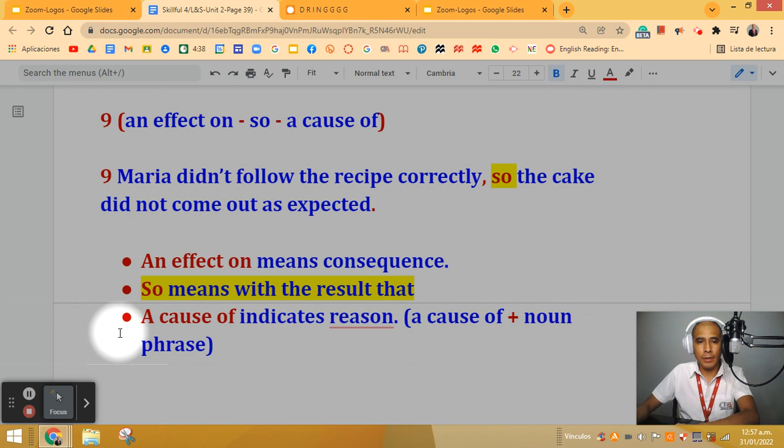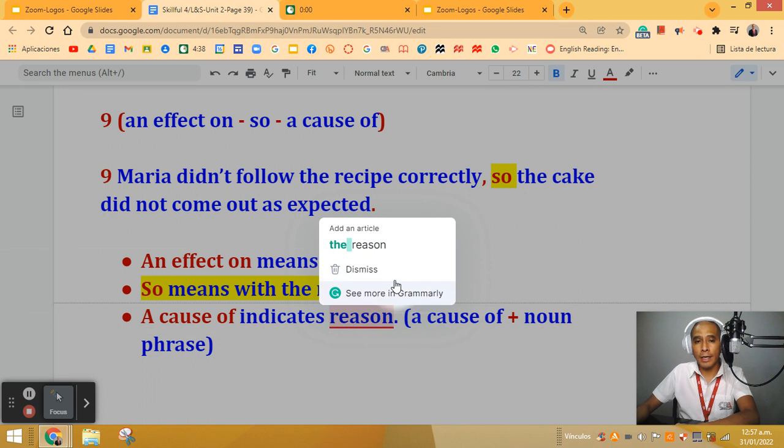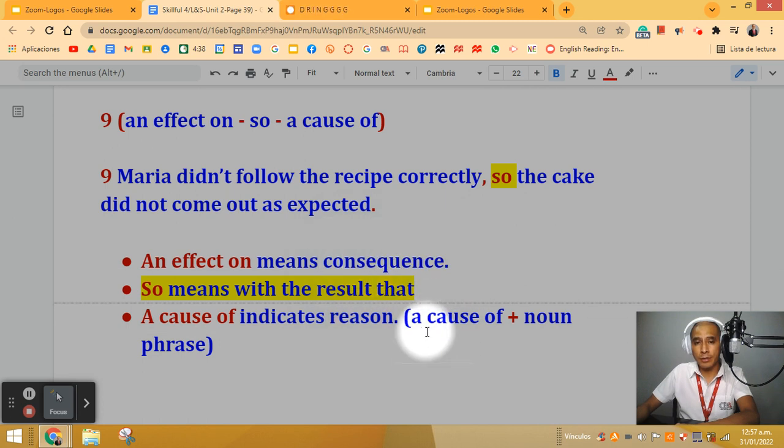And here we have the last one, which says a cause of, which indicates reason. One characteristic of this is that after a cause of, we need a noun phrase. In this case, we do not have a noun phrase. We actually have a clause because we have the cake, which is the subject, did not come out, which is the verb, as expected would be the complement. So in this case, the correct option is the second one. So means with the result that.